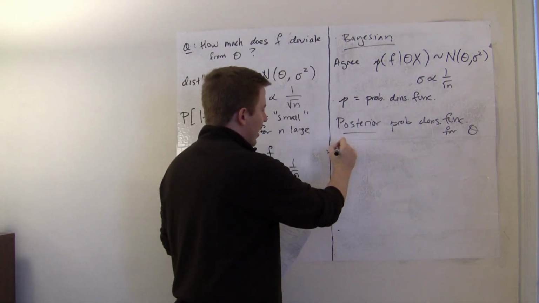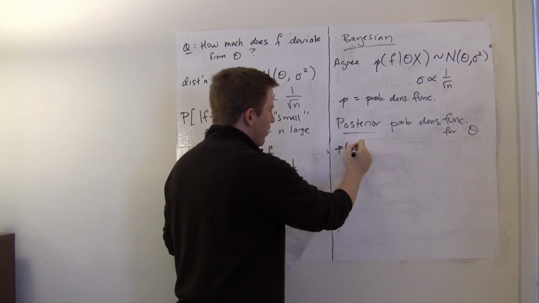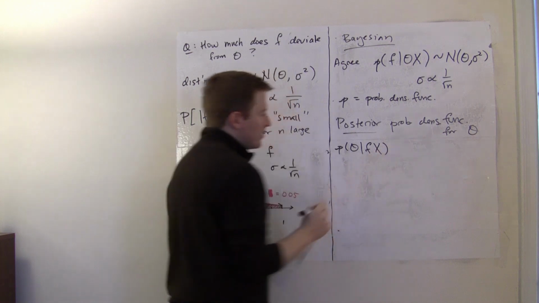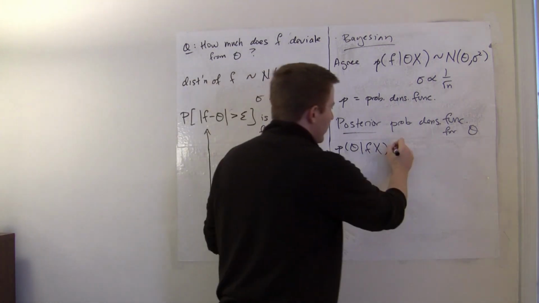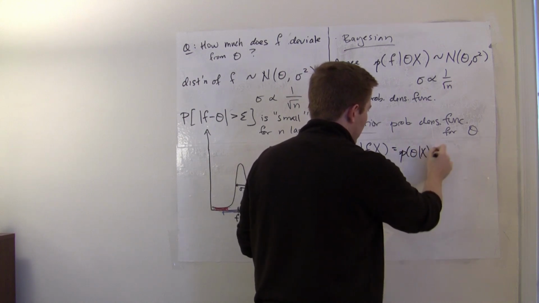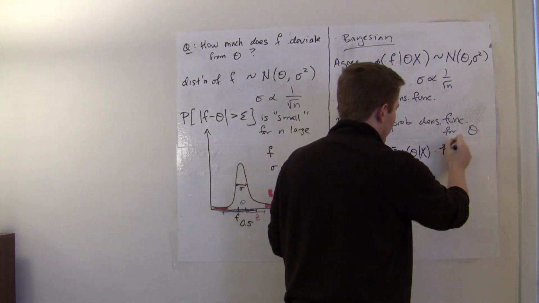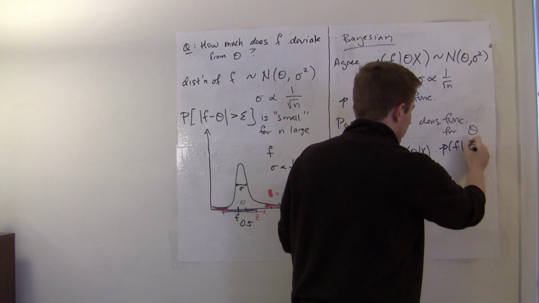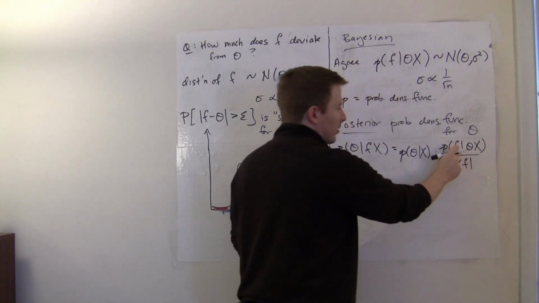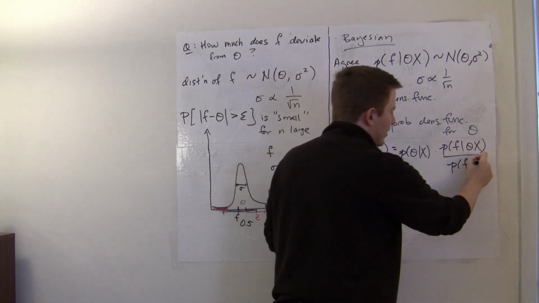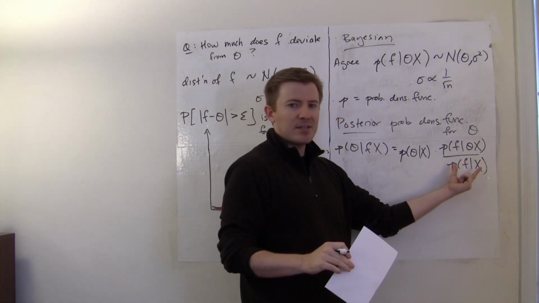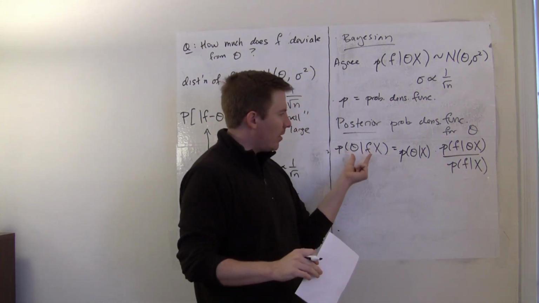Well, basically we would say our posterior probability for theta, given our data variable f, is going to be like its prior times some ratio, where the ratio is this particular sampling probability divided by its total probability. We won't worry about this too much. This is just a sort of normalizing constant to make this thing integrate up to 1.